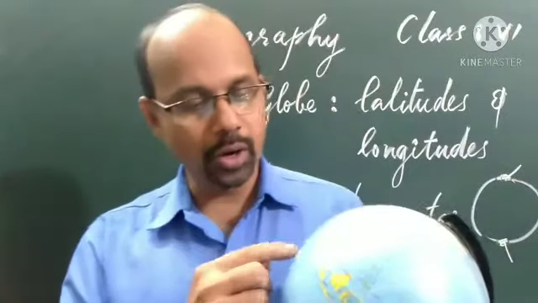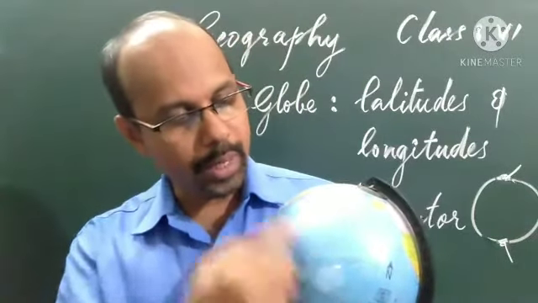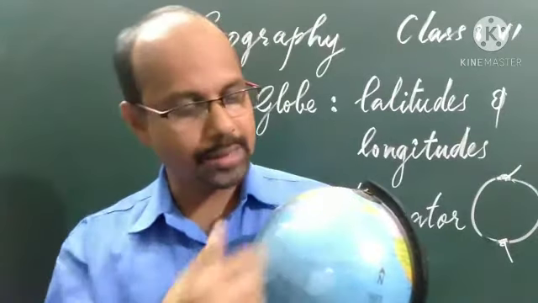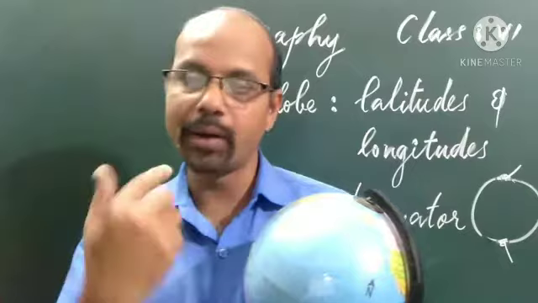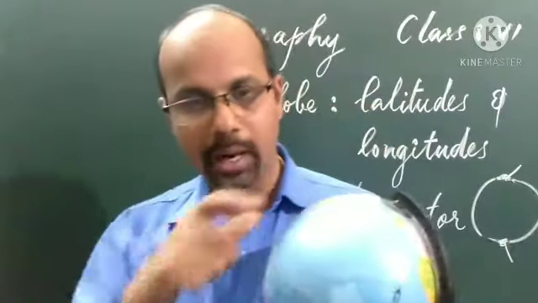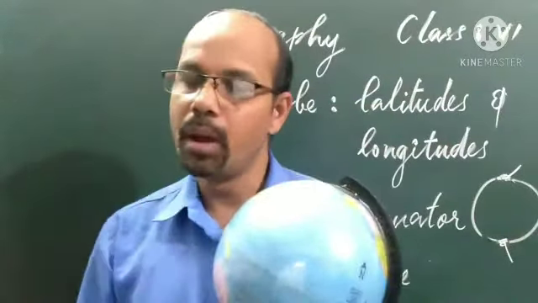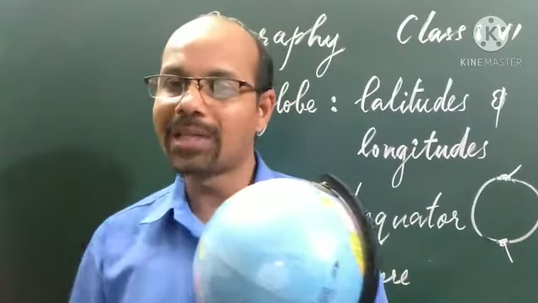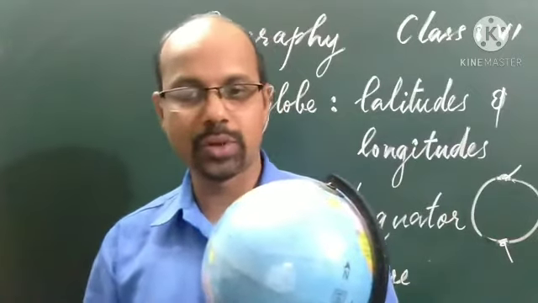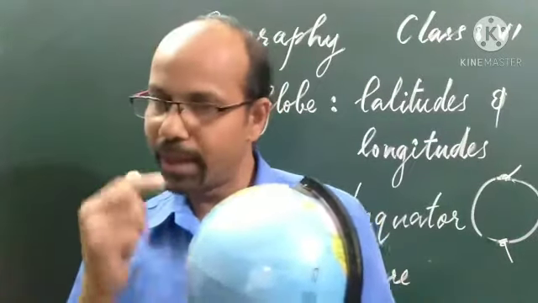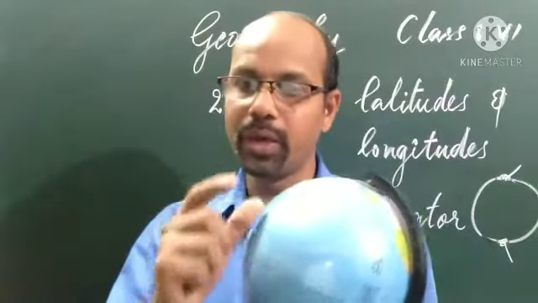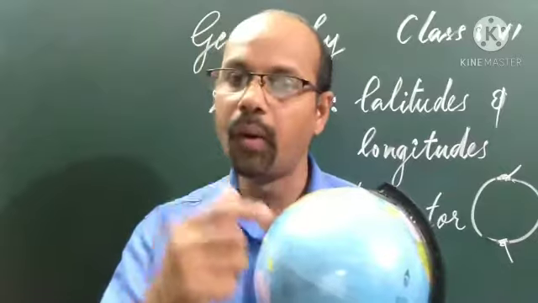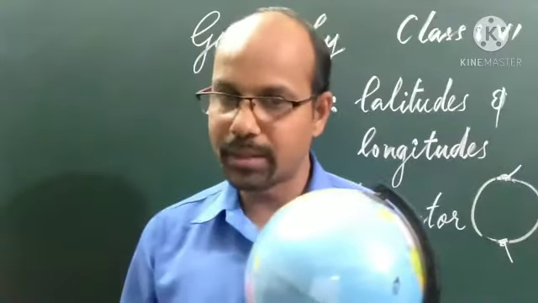Another line we can find here. All over the earth there are many lines passing horizontally, and some are passing vertically also. Vertical and horizontal lines are also marked here on the globe and even on the map. But these are also imaginary lines only. They do not actually exist on the earth's surface. Okay, these are all marked by the geographers because it is easy to find out the location of a place. For that purpose we have marked the imaginary lines here.